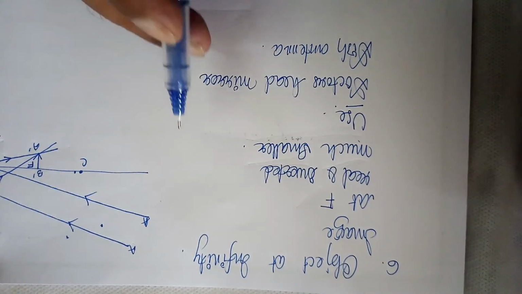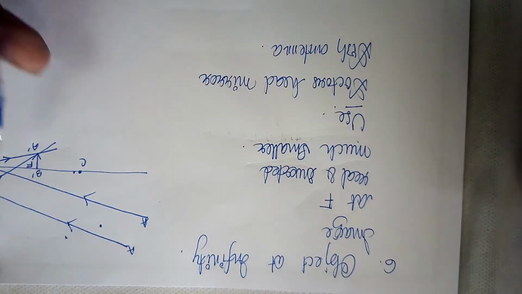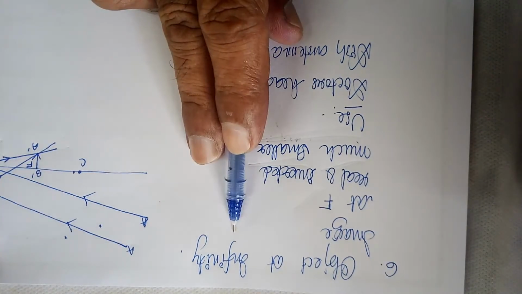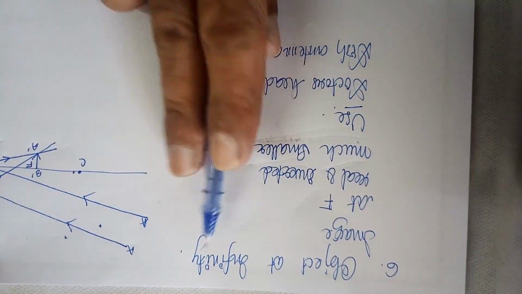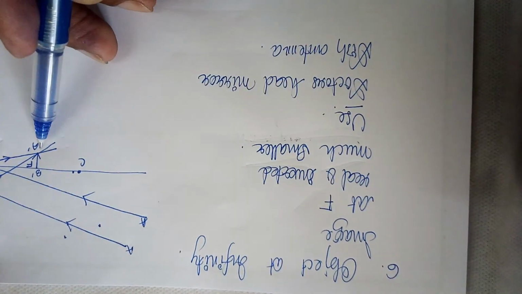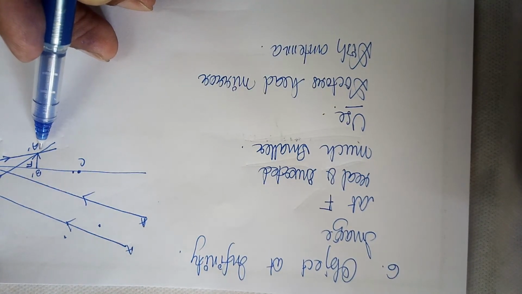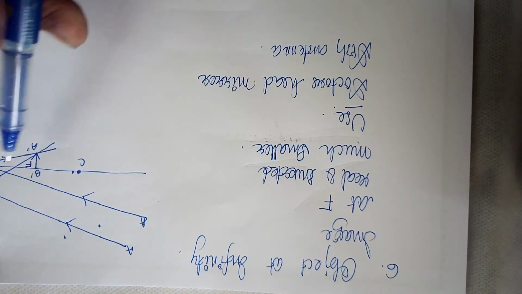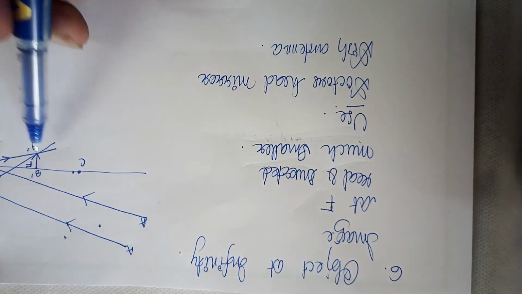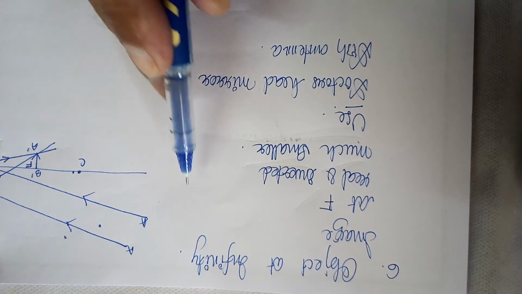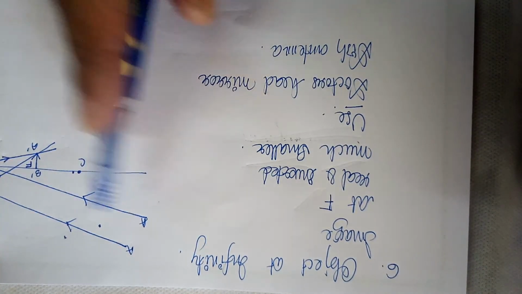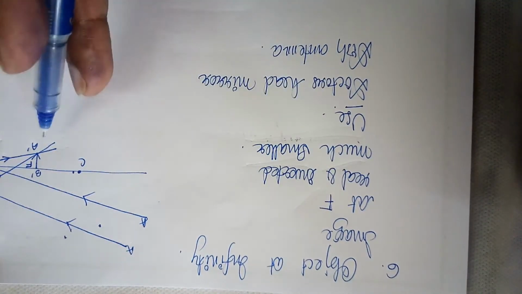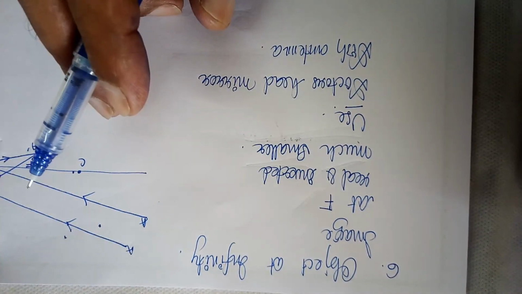When an object is placed at the focus of the concave mirror, the image is formed at infinity, and if an object is placed at infinity, the image is formed at the focus. Just the reverse of the first one.